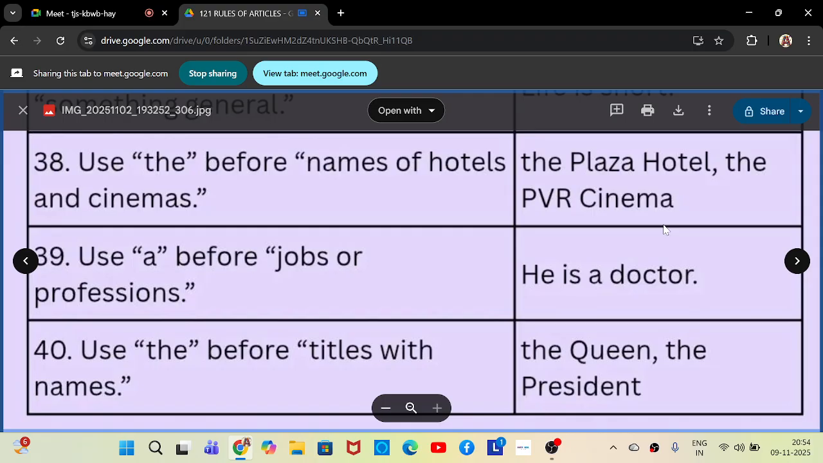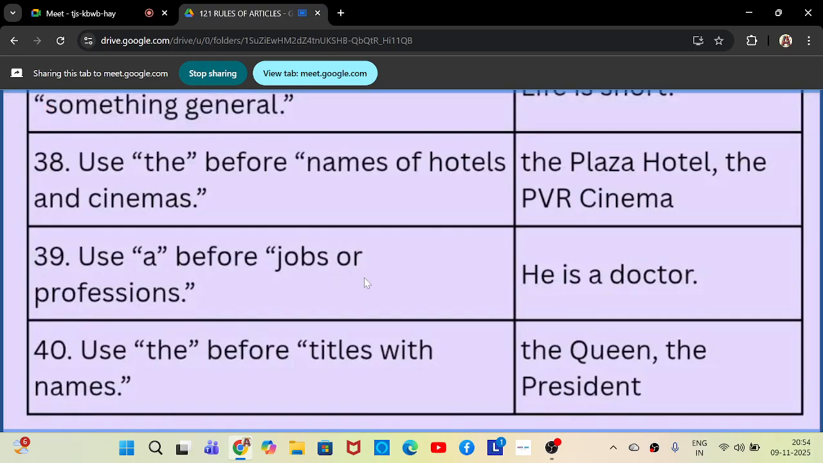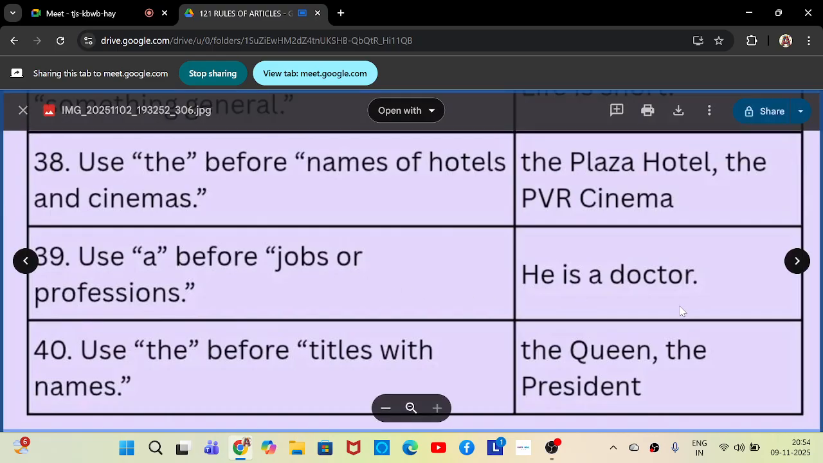Okay. Next, use a before jobs or professions. So if you want to speak about a person's job or his occupation or profession, you can use a. He is a doctor. I am a teacher. She is an engineer. So when you want to speak about jobs or professions, you can use a.